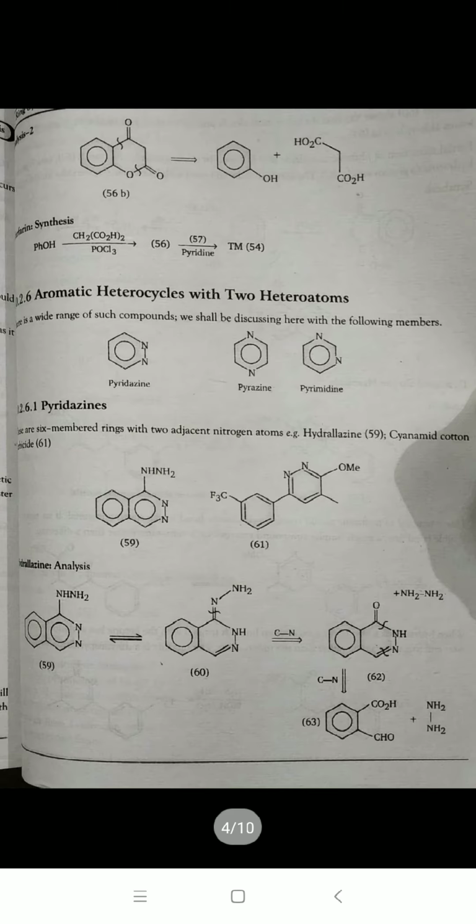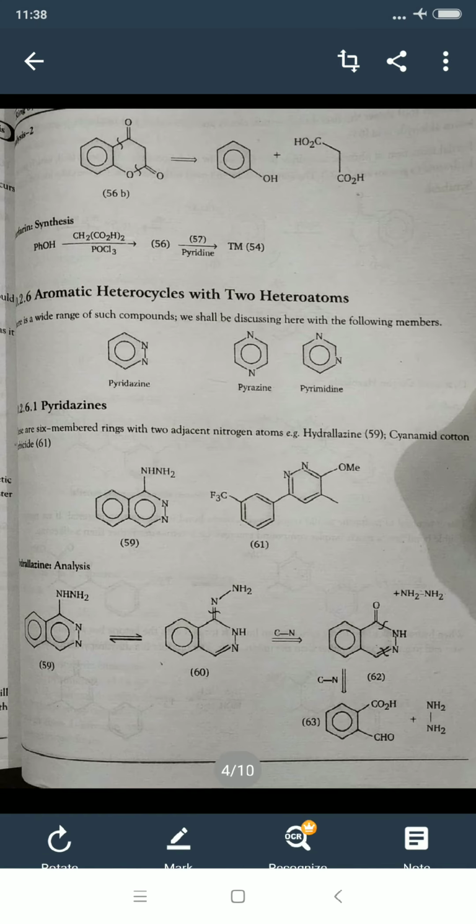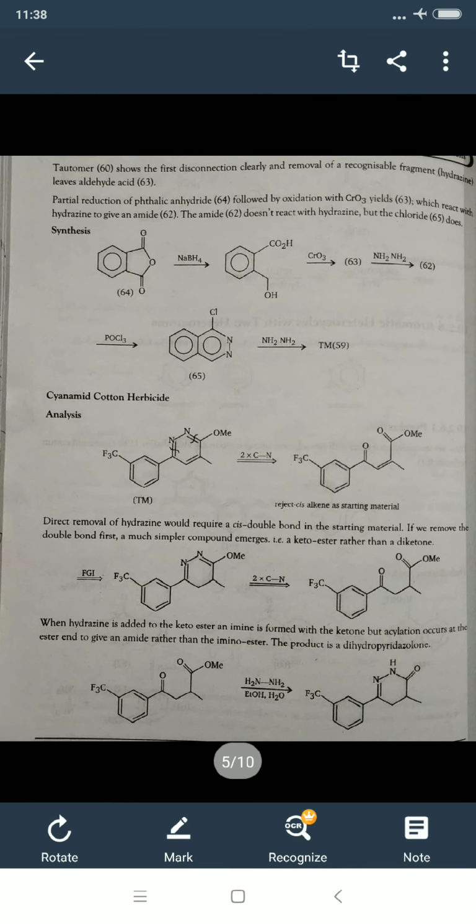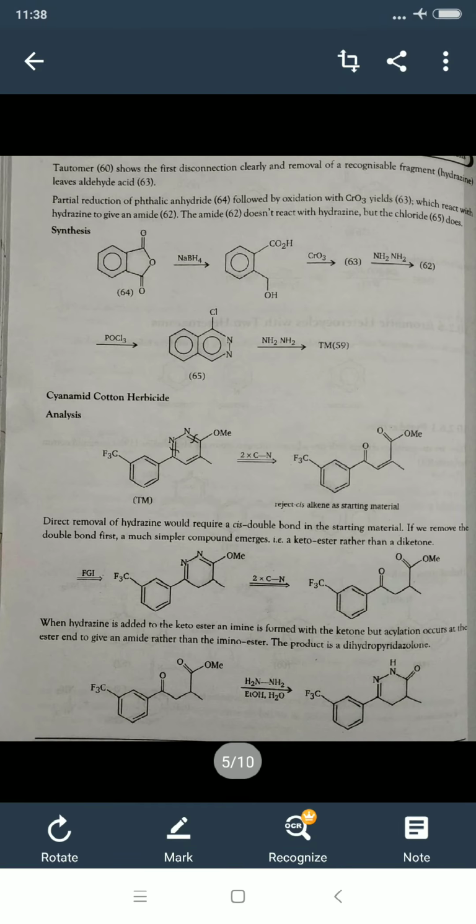Then we are taking the tautomers of molecule 60. This one shows the first disconnection clearly, and removal of a recognizable fragment, hydrazine, leaves the aldehyde 63. Partial reduction of phthalic anhydride 64 followed by oxidation with chromic acid yields 63, which reacts with hydrazine to give the amide 62.